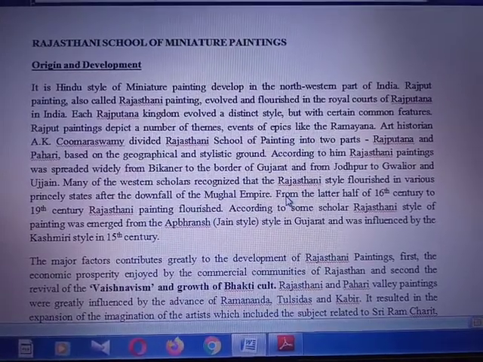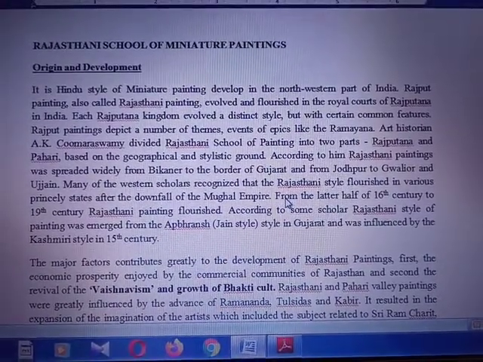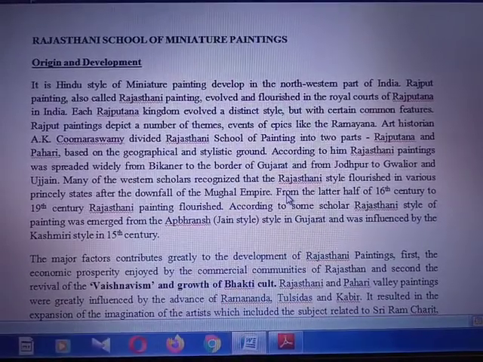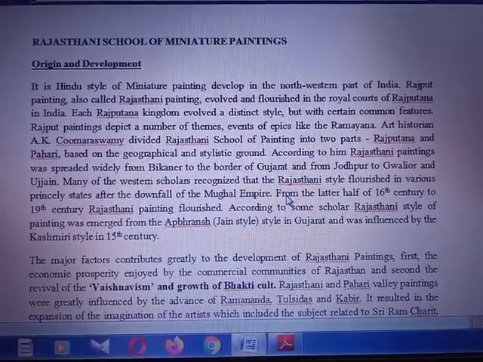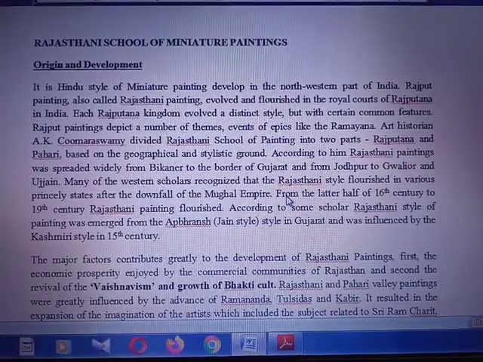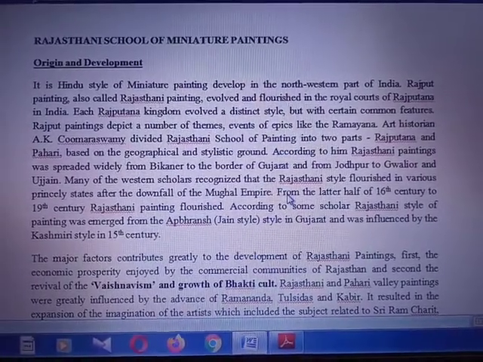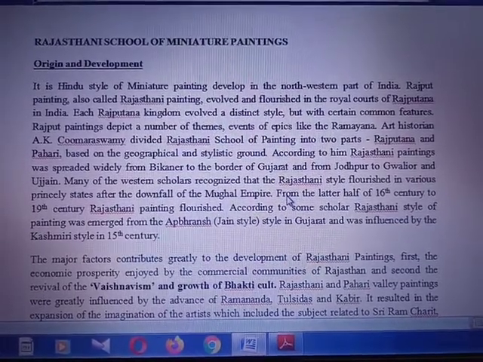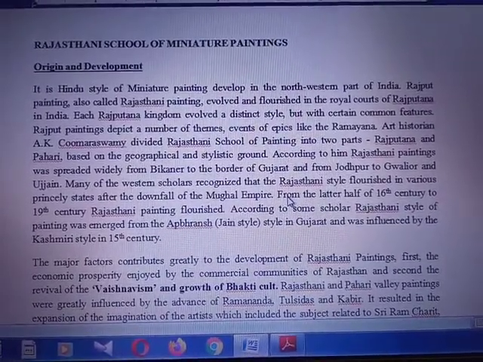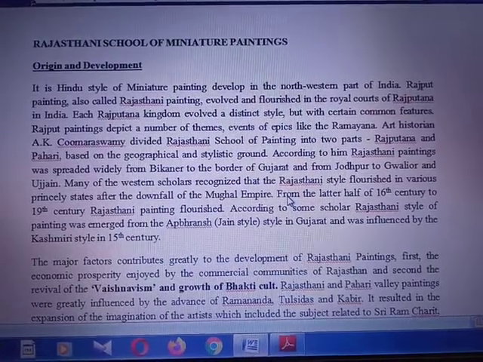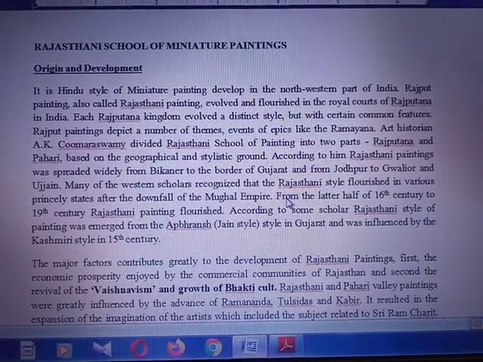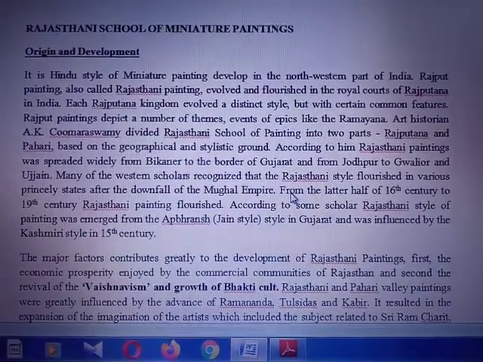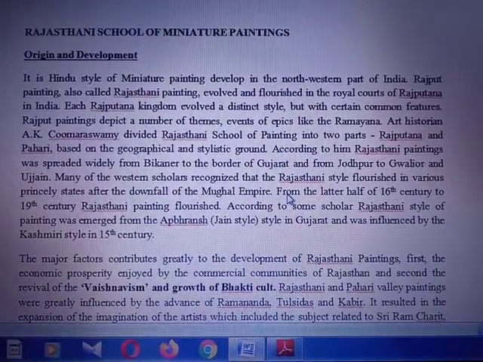It is a Hindu style of miniature painting developed in the northwest part of India. Rajput painting, also called Rajasthani painting, evolved and flourished in the Indian royal courts of Rajputana. Each Rajputana kingdom evolved a distinct style but with certain common features. Rajput paintings depict a number of themes and events from epics like the Ramayana.